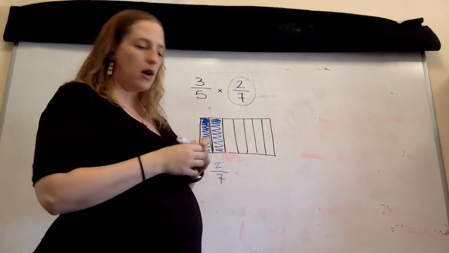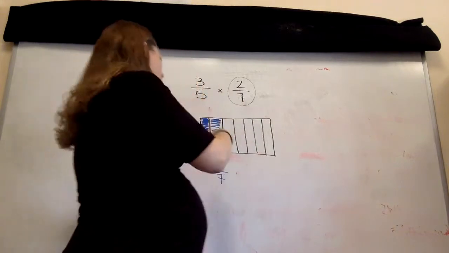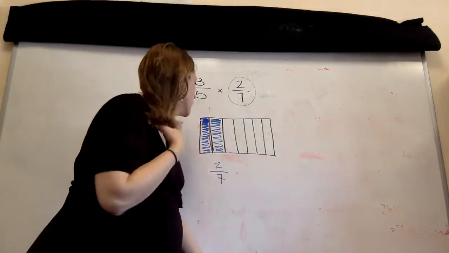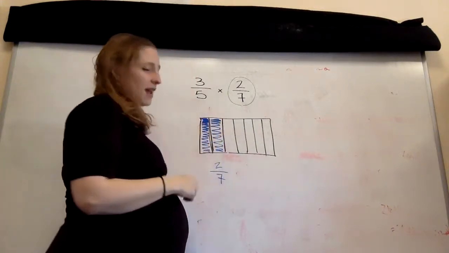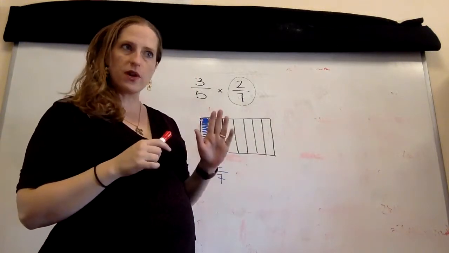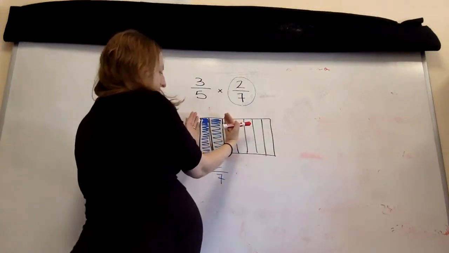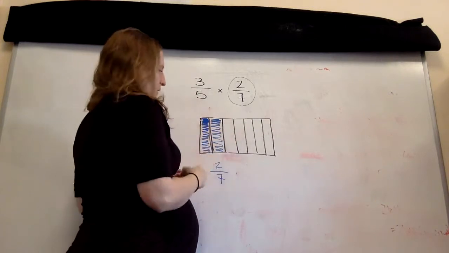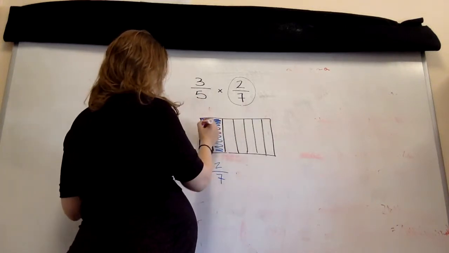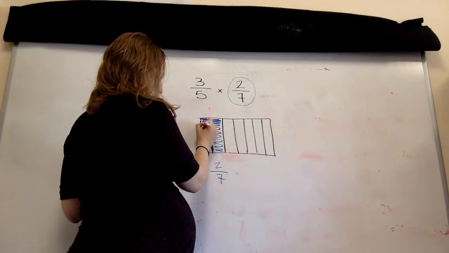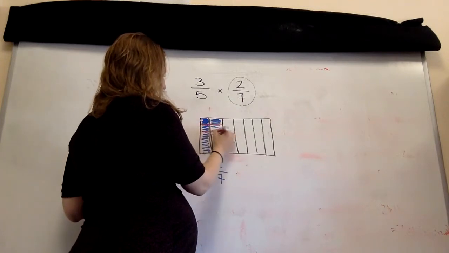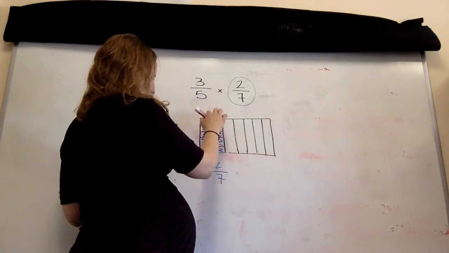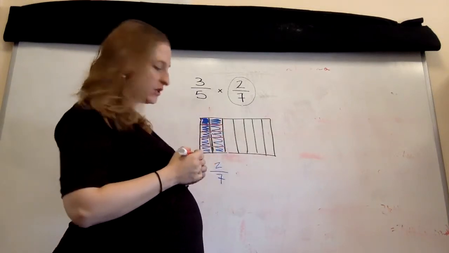Now, I want 3/5 of that 2/7. So I'm going to take that shaded area, and I'm going to think of it for a minute as my new whole. I'm going to take that 2/7 and split it up into fifths so that I can show 3/5. So let's see if I can split this into fifths. 1, 2, 3, 4, 5. Okay, so I've split that into fifths.